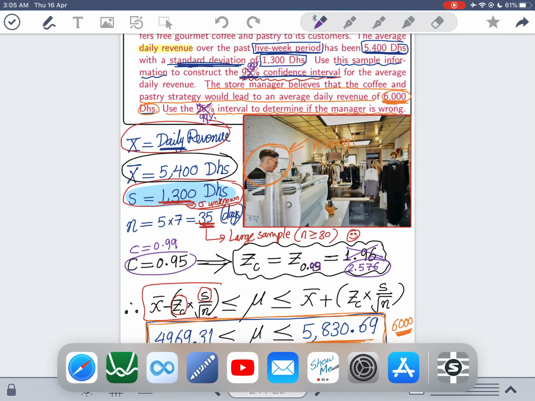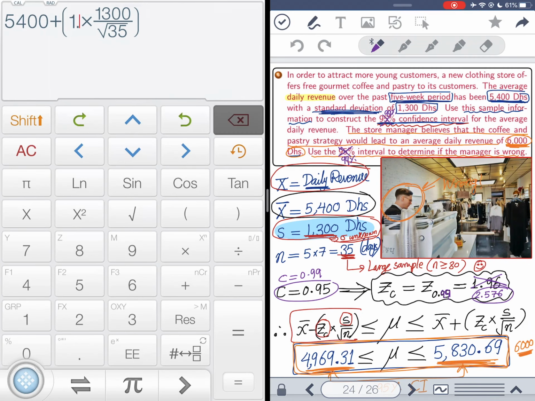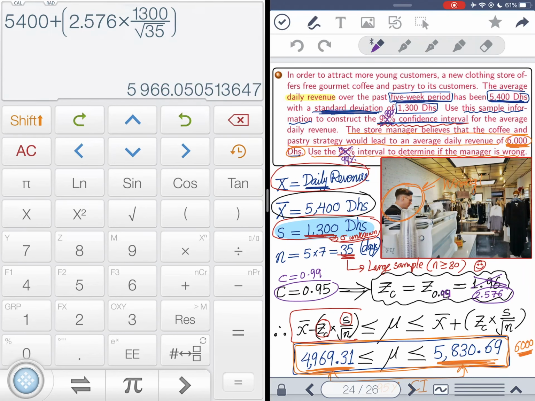So let's see, if we want 99% confidence, whether he will be right at least or not. Just go here and change this. So this will be 2.576, which gives almost 6,000, but still he is wrong. This is the upper confidence limit, and you see that even if you choose the 99% confidence interval, his claim is still not inside. He's saying 6,000. Even though it's close to the upper limit, if it's not in the interval, you will report that he is wrong. So the manager is wrong in this question.